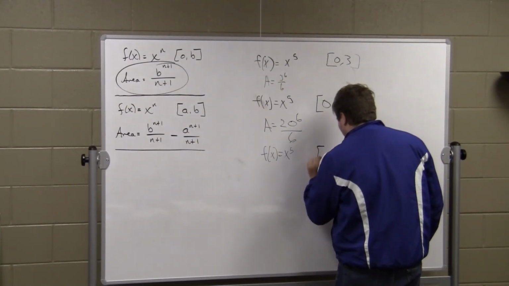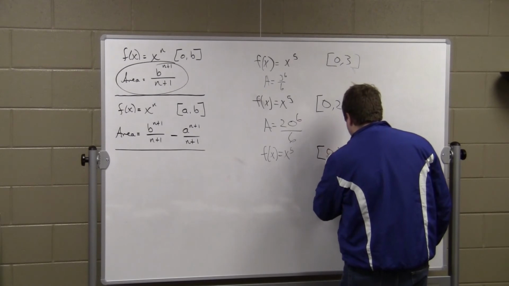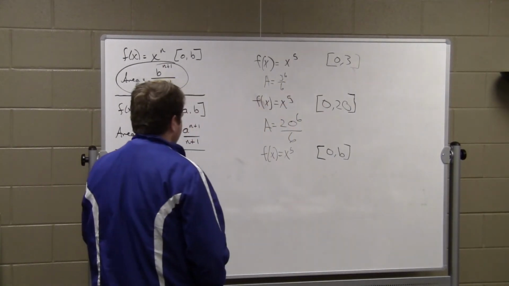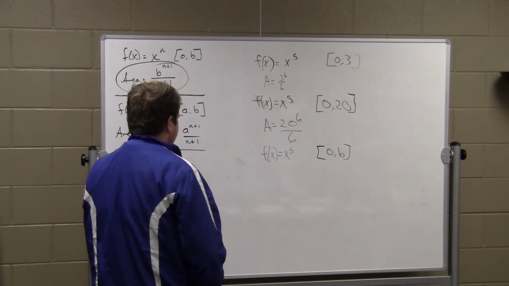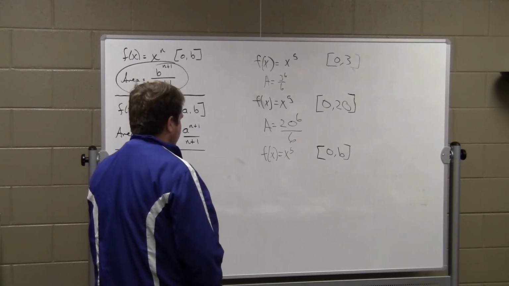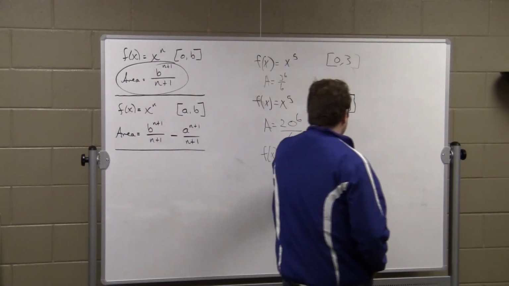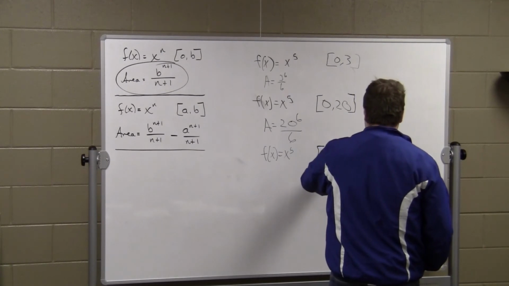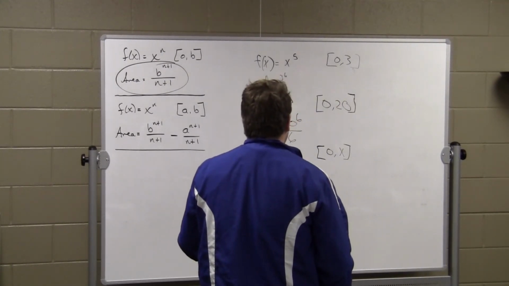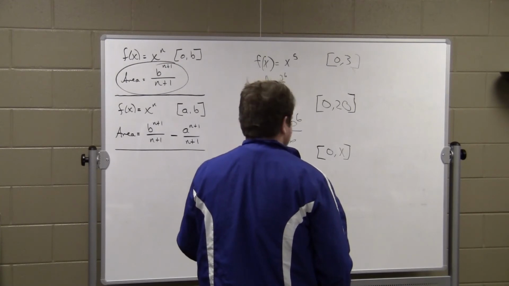Alright, what is your area? Going from 0 to b. b to the 6th over 6. Wait, you know what, let's make it even better. Just say 0 to x, okay? Now, what is your area? x to the 6th over 6. Write it down.